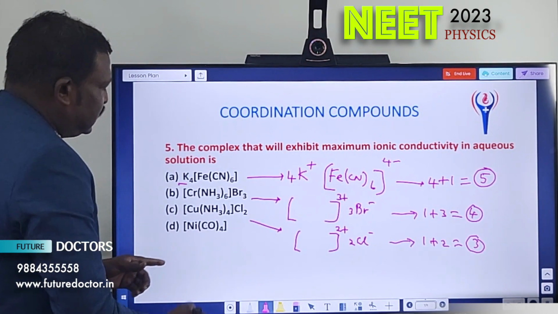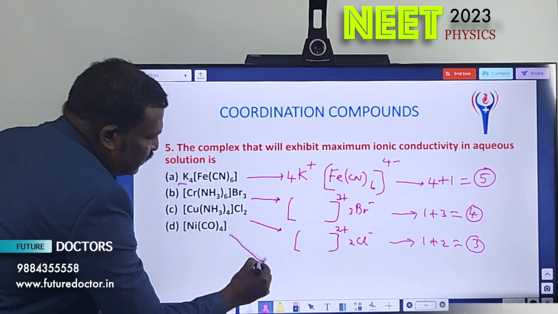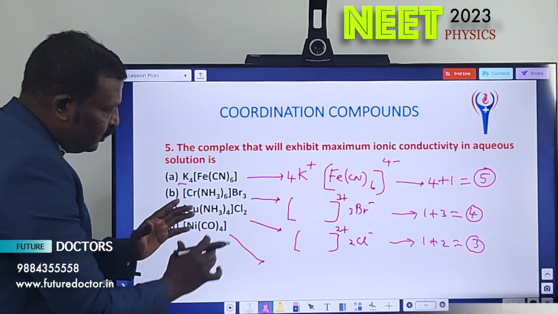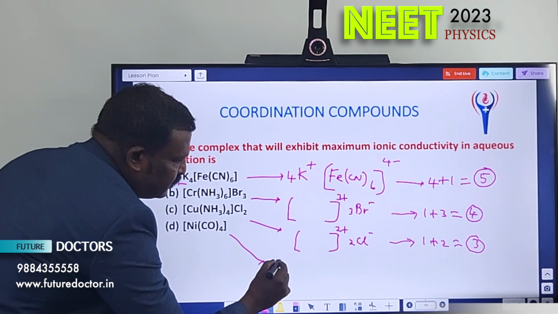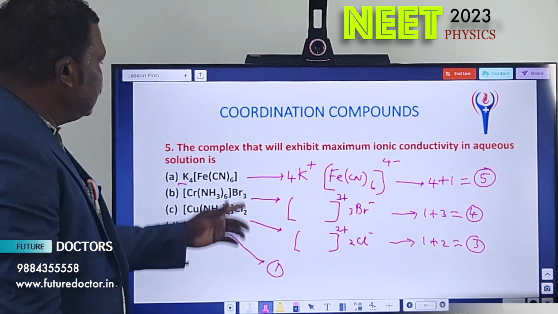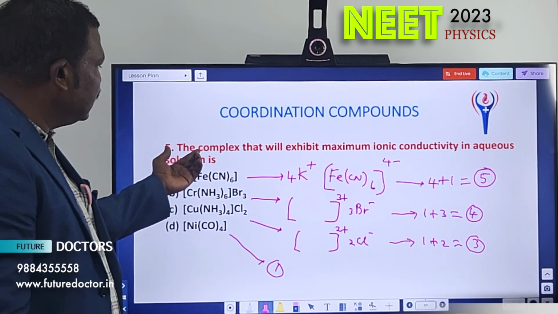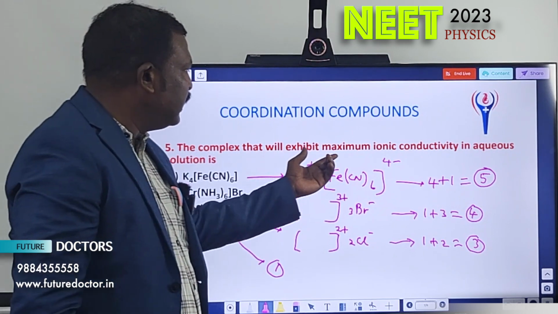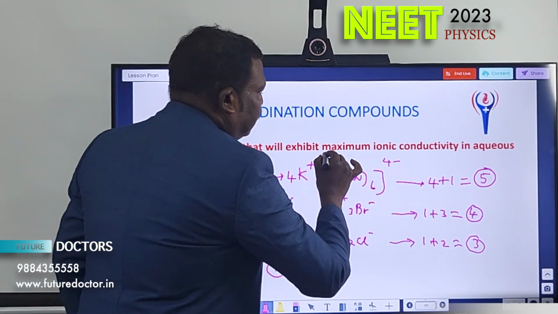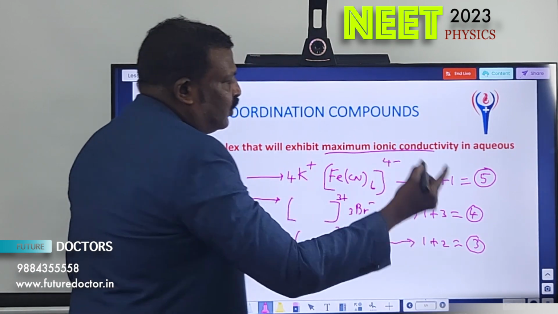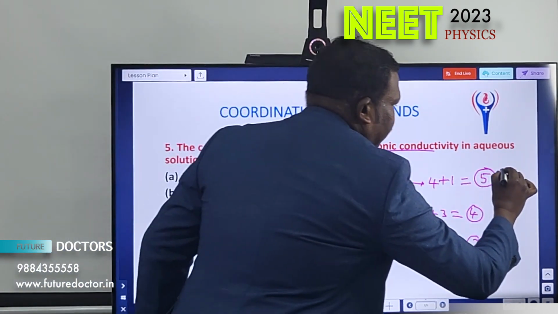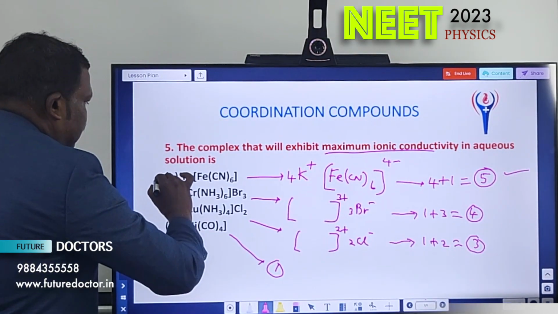Now this is a neutral complex. Neutral complex means no charge at all. It's only one species. This is considered as only one species. Okay, understood. So here it will not conduct, no charge and all. So for the complex that will exhibit maximum ionic conductivity, maximum means which one produces more number of ions? This one produces more number of ions. The answer is A, the correct answer.